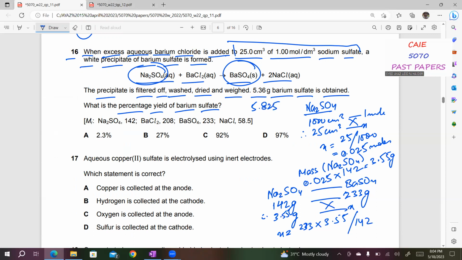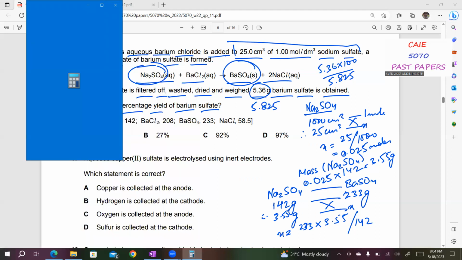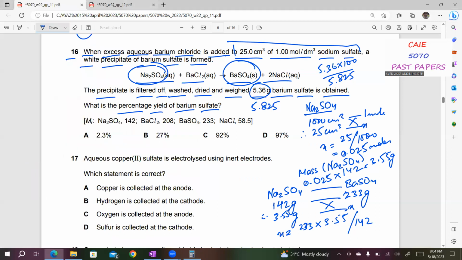5.825. This is the mass we are expecting, but we are getting 5.36. So what we will do, we will multiply 5.36 by 100 and divide it by 5.825 to get the percentage yield. The answer will be 92.017. So we have 92%. C will be the right answer for this question.